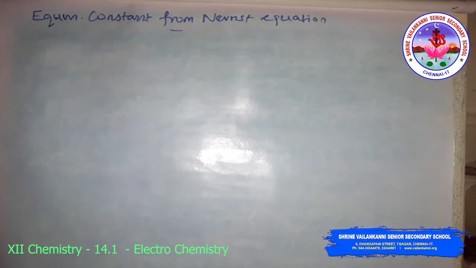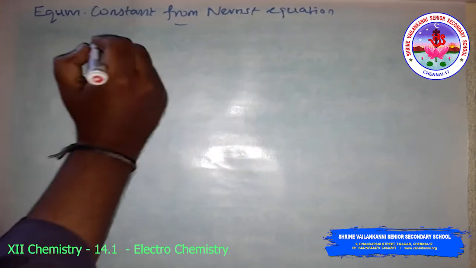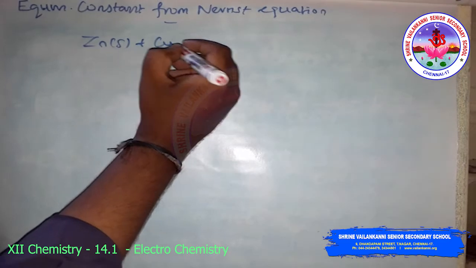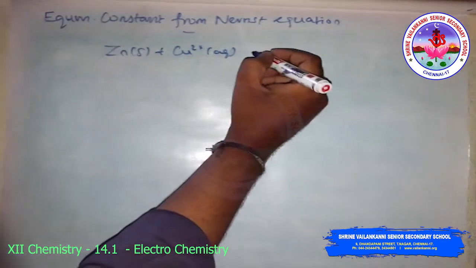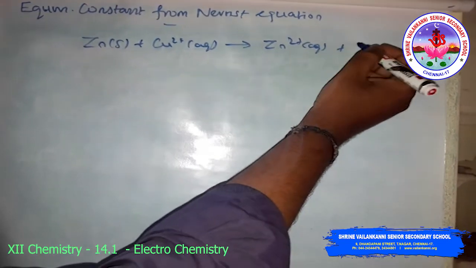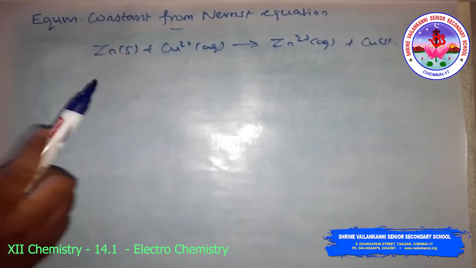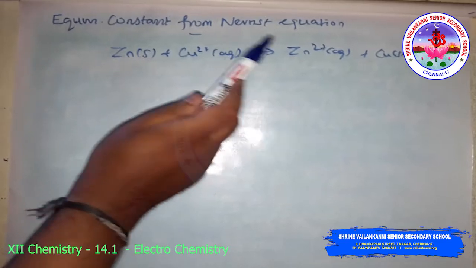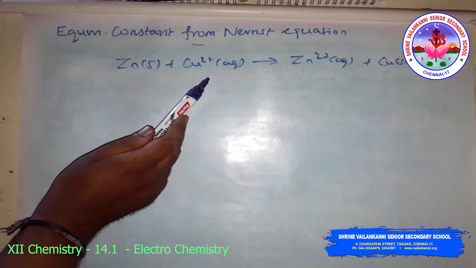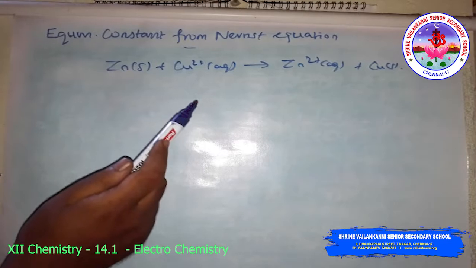See, the circuit that you are already seeing: zinc solid reacts with copper 2+ aqueous to produce zinc 2+ aqueous and copper solid. So here, as the reaction takes place and time passes, the concentration of the zinc 2+ ion keeps on increasing while the concentration of the Cu2+ ion keeps on decreasing. At the same time, the voltage of the cell as read on the voltmeter keeps on decreasing.